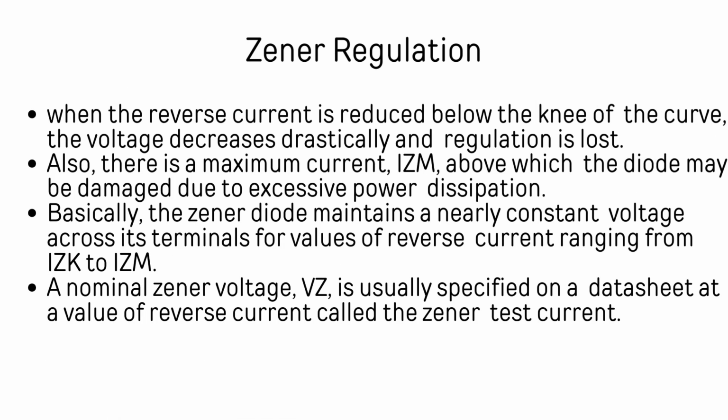When the reverse current is reduced below the knee value of the curve, the voltage decreases drastically and regulation is lost. Also, there is a maximum current above which the diode may be damaged due to excessive power dissipation. Basically, the Zener diode maintains a nearly constant voltage across its terminals for values of reverse current ranging from IZK to IZM. A nominal Zener voltage Vz is usually specified on the datasheet at a value of reverse current called Zener test current.